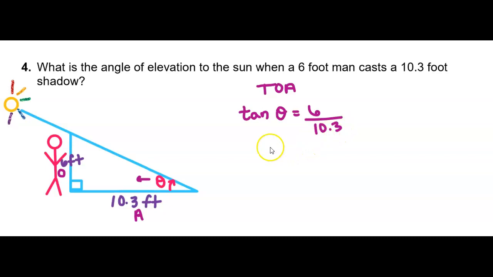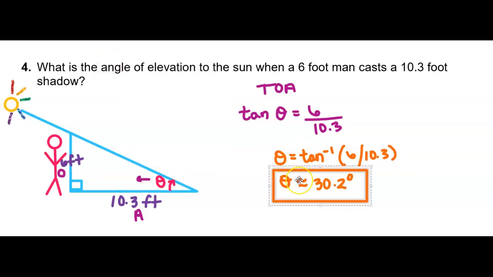So if you remember, the only way to solve for a missing angle is we want to get rid of a tangent. The only way to get rid of tangent is to do a tangent inverse. So we're going to take the tangent inverse. You're going to have to press second tangent on your calculator. Make sure you're in degree mode. Okay, so again, we're doing the tangent inverse, not the tangent. And we're going to get theta is approximately 30.2 degrees. So that would be the angle of elevation to the sun.